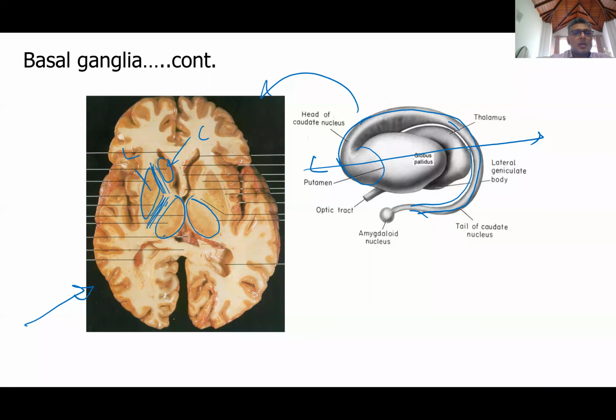It's a very narrow area. In that also you have a genu here. Can you see the genu? There's a bend here. So if you take that as the internal capsule, then the thalamus and head of the caudate lie medial to the internal capsule. The lentiform nucleus lies lateral to it.